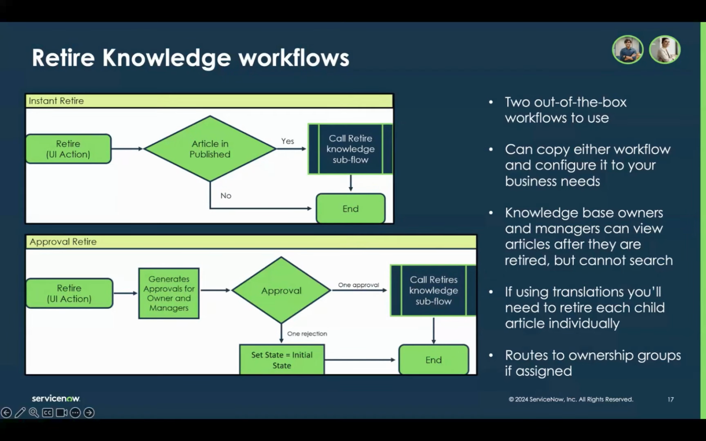Some caveats here: if an article is retired, your knowledge base owners and managers can still see it, but it won't be available in search. So if they need to do something or retrieve something from that article, they can still do that even after it's retired. Other users won't be able to.